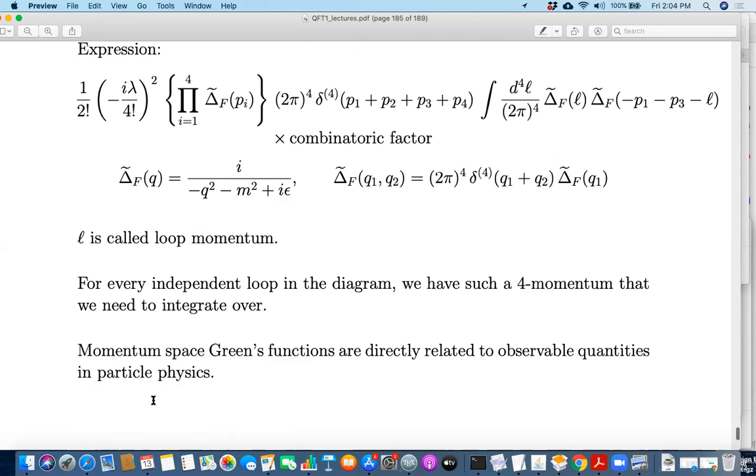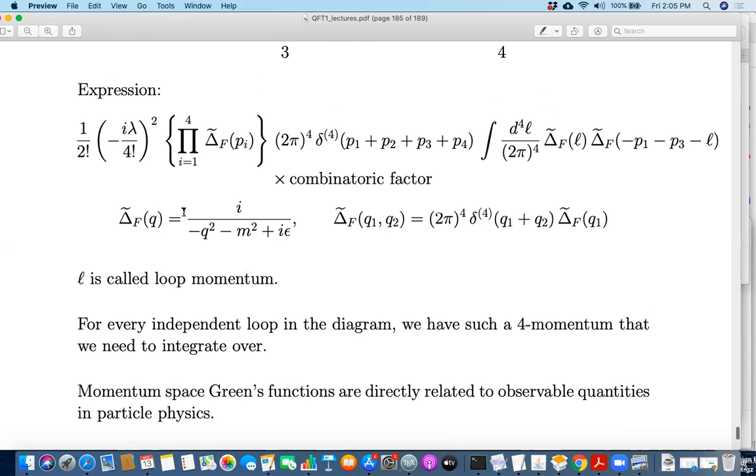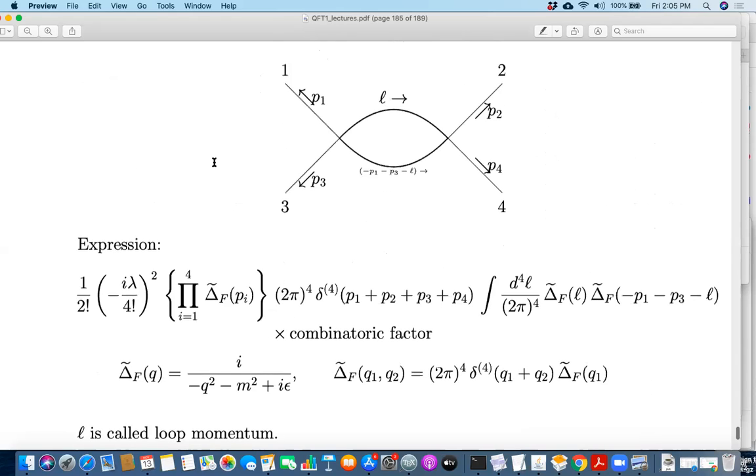Now here I should also add the reason that we are working with momentum space Green's functions is because we will see later in these lectures that the momentum space Green's functions are what are directly related to the observable quantities in particle physics. Of course, it doesn't mean that the position space Green's functions are not useful. In many condensed matter applications, the position space Green's functions are the useful ones. But in standard application to particle physics, it's mostly the momentum space Green's functions that are directly used. And that's why we want to learn how to calculate momentum space Green's functions directly by summing over Feynman diagrams.